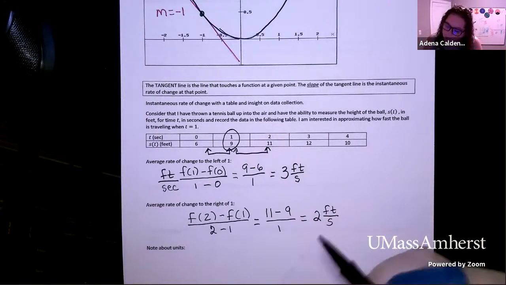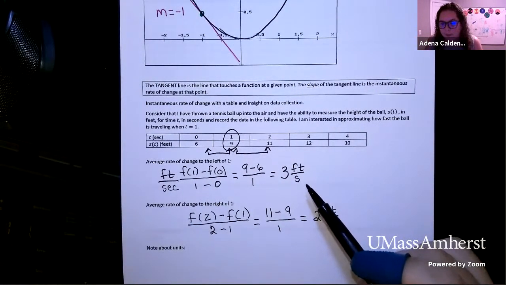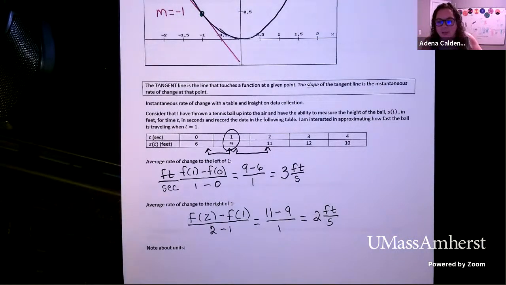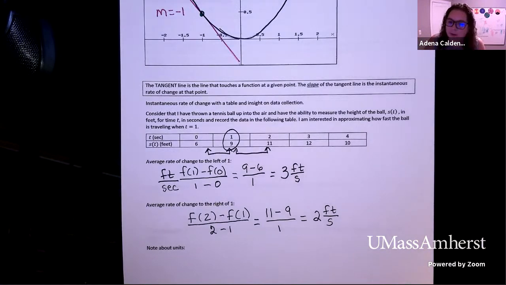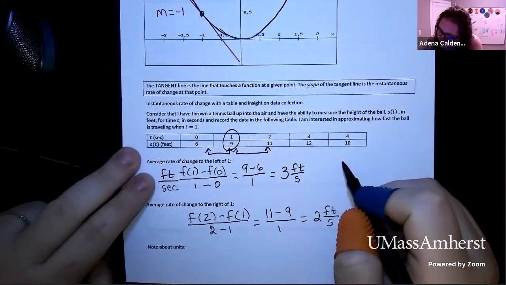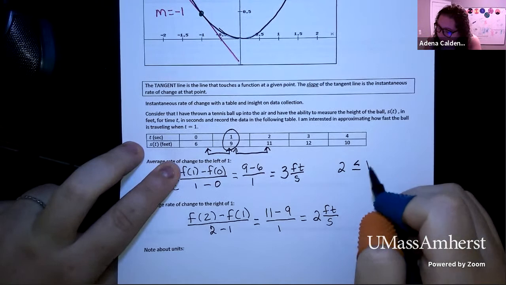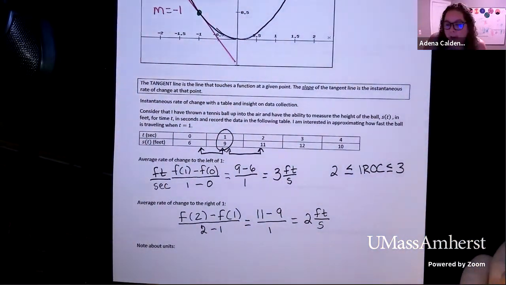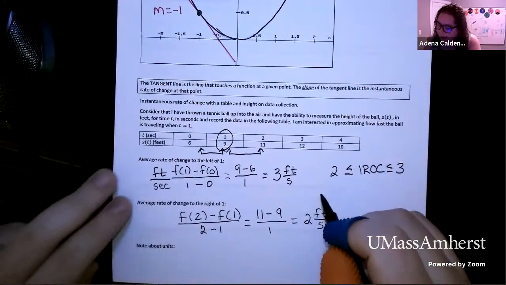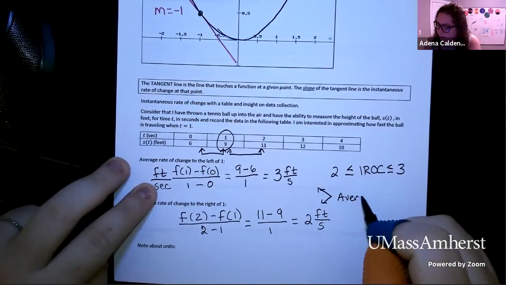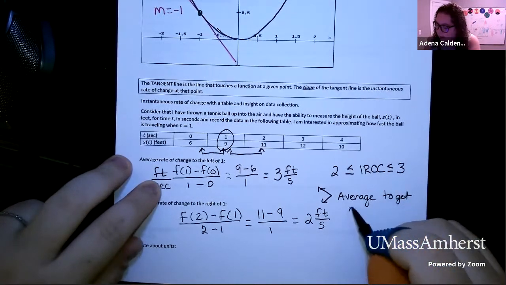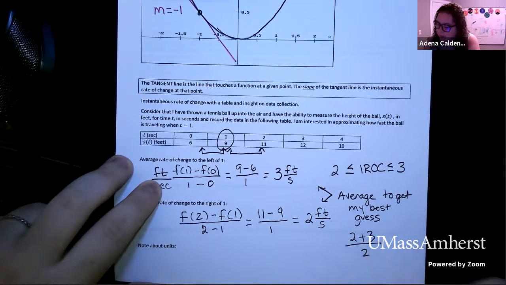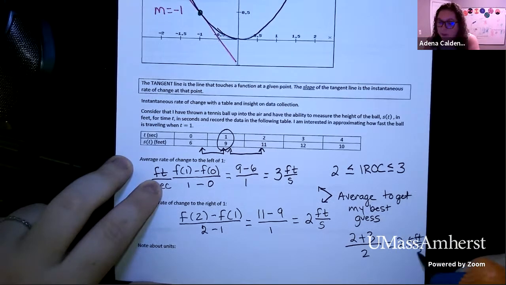So what does this tell us? We know that to the left of 1, we were traveling at 3 feet per second, the ball as it goes up in the air. To the right, it was traveling at 2 feet per second. So I know that my instantaneous rate of change has to be between 3 feet per second and 2 feet per second, right? It's got to be in the middle. So there's 2 ways I can think about this. I can say my instantaneous rate of change, which I'll just write as IROC for space, has to be between 2 and 3. Or if I have to make my best guess at what it's going to be, I would average these 2 numbers. So if I average to get my best guess, I would do 2 plus 3 divided by 2, which gives me 2.5 feet per second.